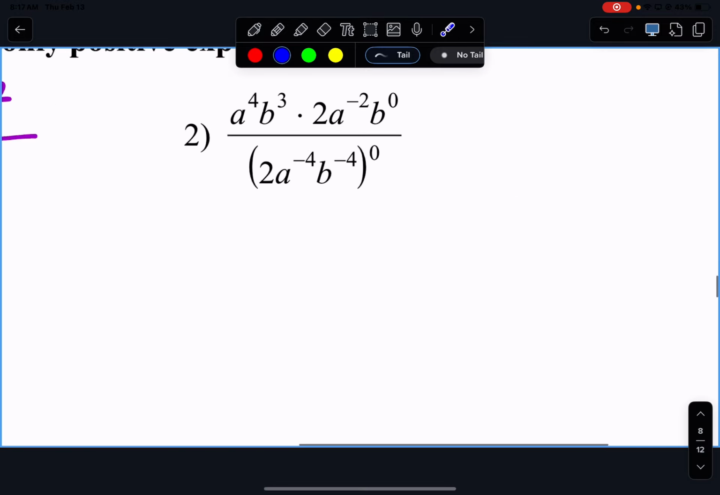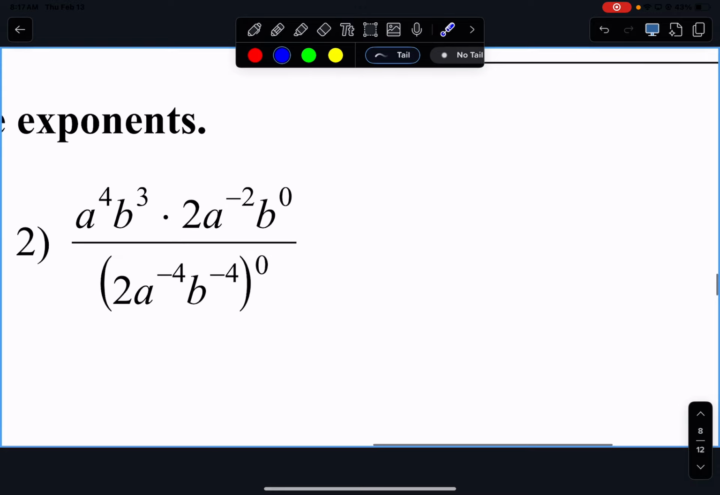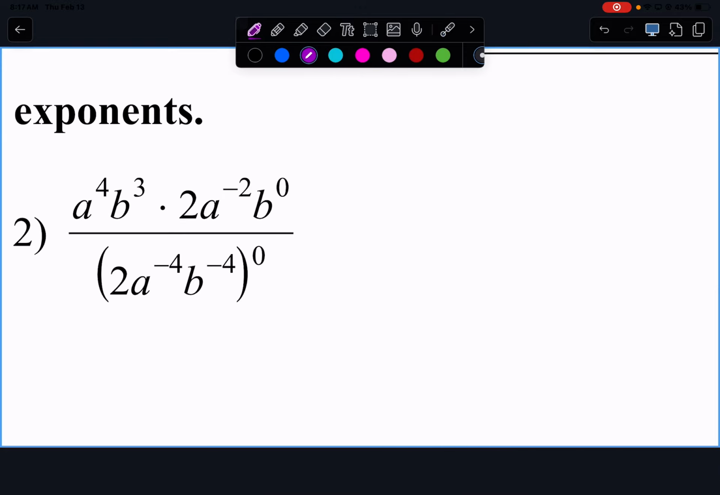All right, for number 2. What all is being raised to the 0 power in the numerator? Just the b. So that becomes a 1. And then in the denominator, what all is being raised to the 0 power? The whole thing, right? So that entire thing just becomes 1.